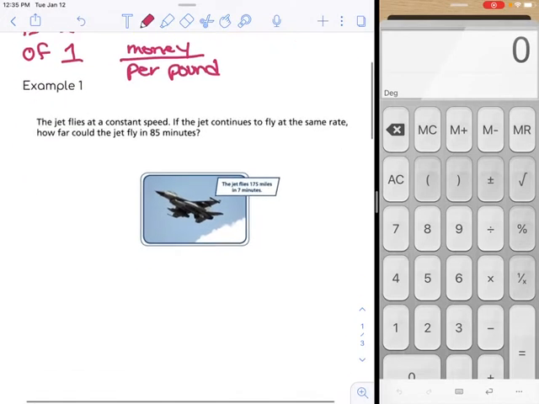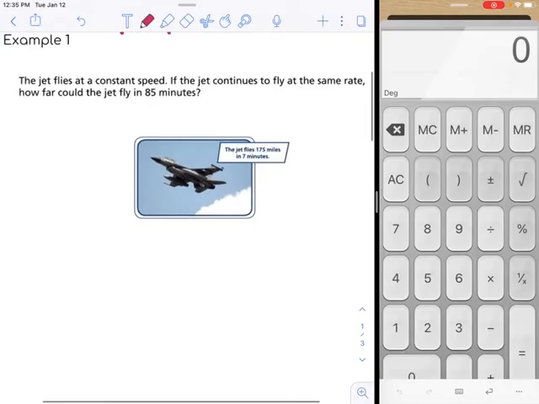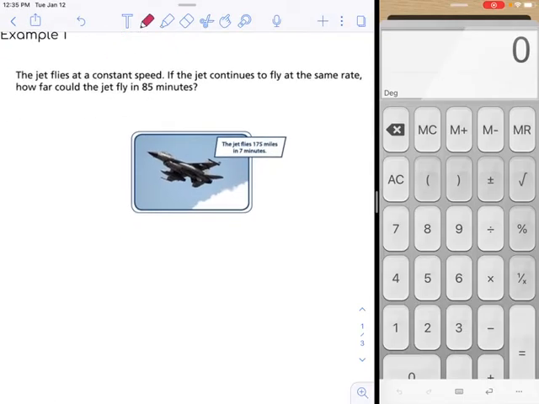So example 1 says the jet flies at a constant speed. If the jet continues to fly at the same rate, how far could the jet fly in 85 minutes? So first off, our rate is right here. It says 175 miles in 7 minutes. So to write this as a rate, I'm going to put it in my fraction form. I have 175 miles per 7 minutes. Now it's asking me how far it's going to fly in 85 minutes.